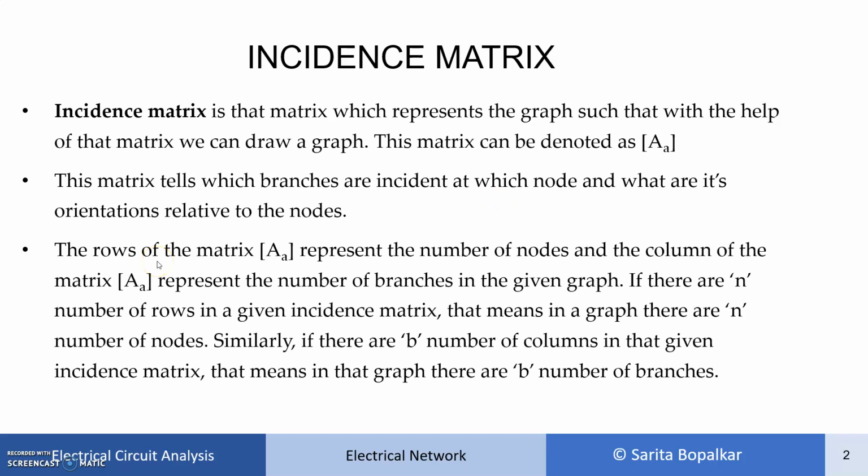What is the dimension of this matrix? How many rows and columns are included in this incidence matrix? The number of rows is related to the number of nodes. If there are n nodes in your graph, there are n rows. And the number of columns is related to the branches in your graph. If there are b branches, the columns in your matrix are b.